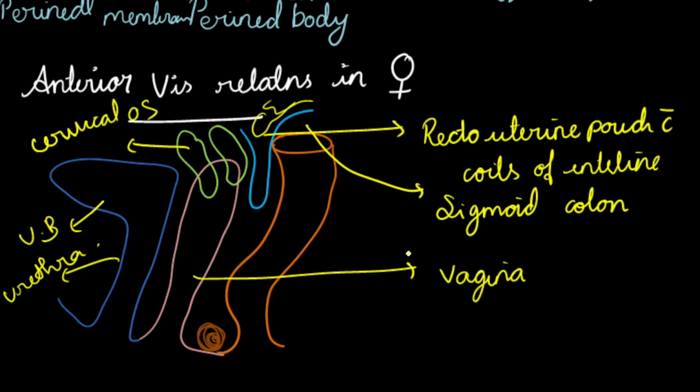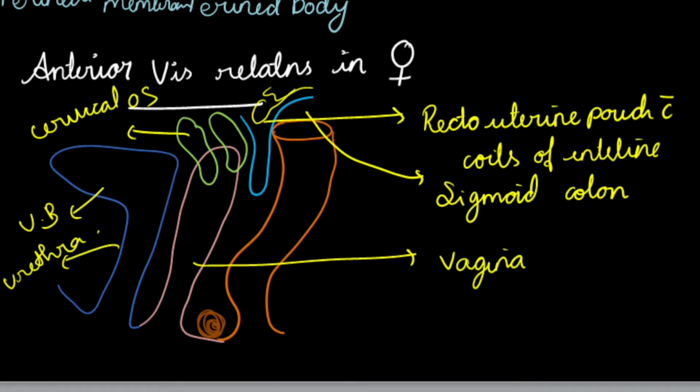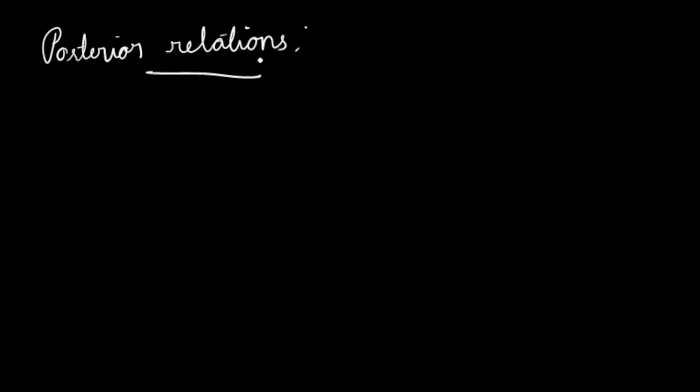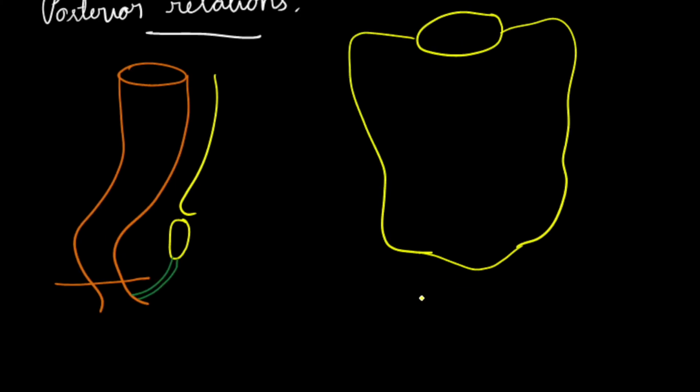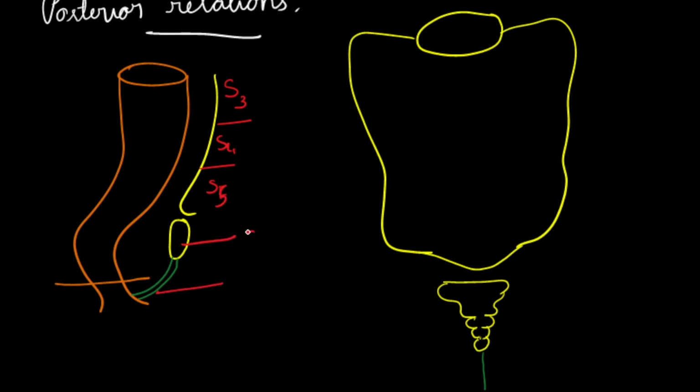So now we are moving towards the posterior relations of rectum, which is similar in case of both male and female. So first, in case of posterior relation, as we had seen already, there will be S3, S4, S5, then coccyx, then anococcygeal ligament. Then comes the muscles which are related.